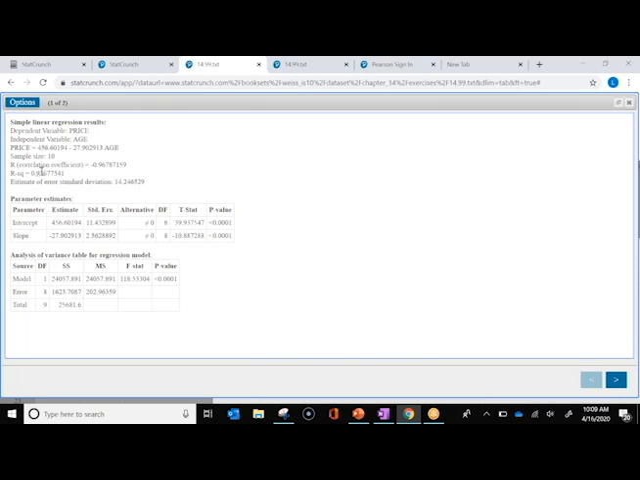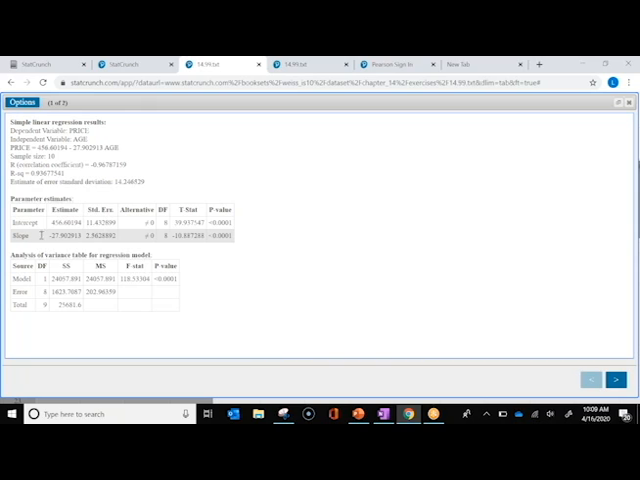It gives you the correlation coefficient, the negative 0.967. It doesn't call it the coefficient of determination. It calls it just the R square, the 0.93. Don't worry about the estimated standard error. That's pretty much the information that you will be able to get.